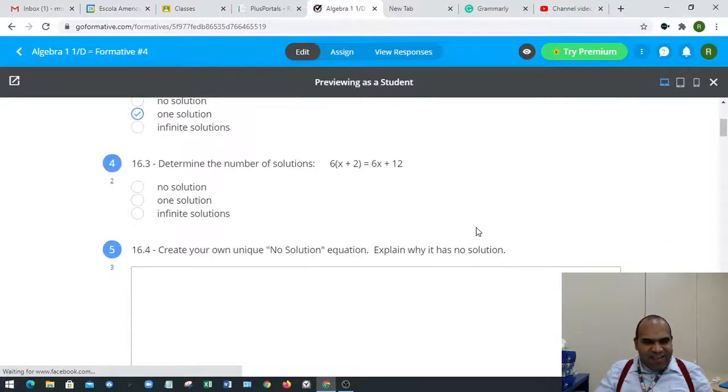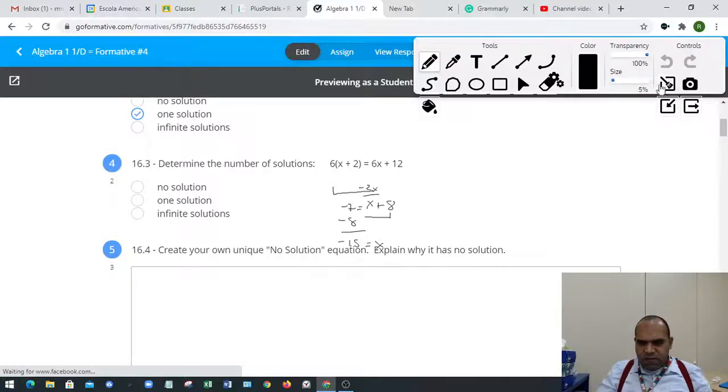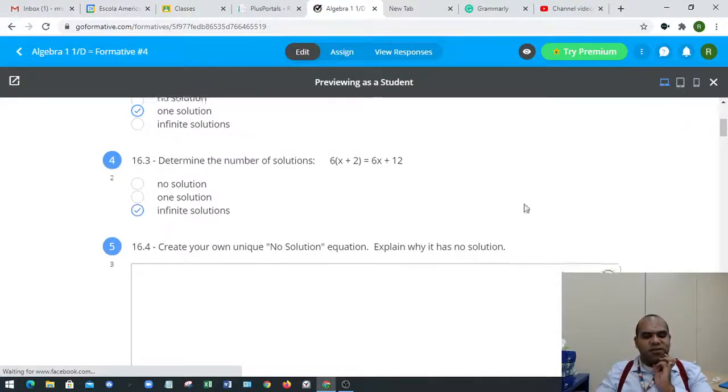Easy. Number 4, determine the number of solutions: 6x plus 2 equals 6x plus 2. Let me clean everything. This one, 6x plus 2, I did the distributive, 6x times 2, it is positive 12, equals 6x plus 12. Both are the same. And I learned in our class that when I have this situation, the statement is true. I got infinite solutions. Great.